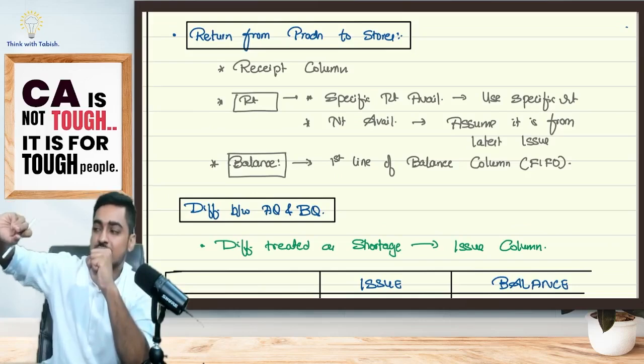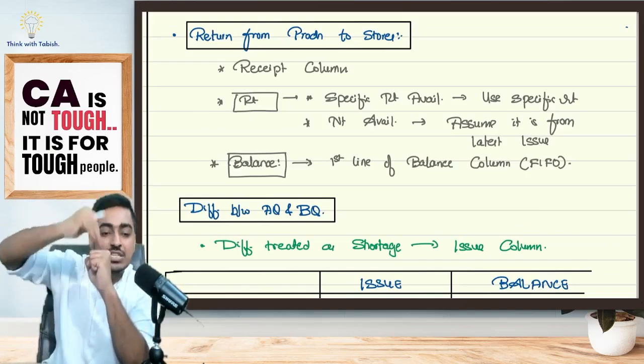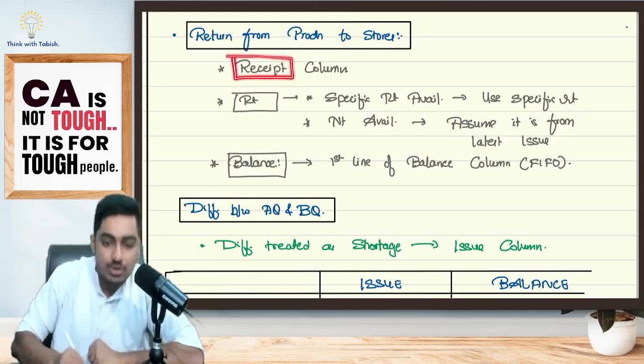Goods are going out, I showed it under the issue column. Now they did not like the goods, so they are sending it back. That means in stores, what is happening? I am getting the goods, so I will first show it under the receipt column.